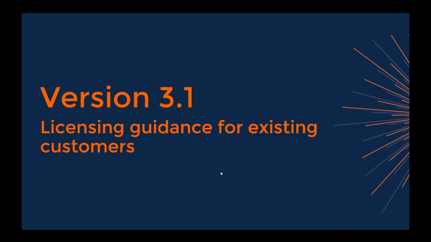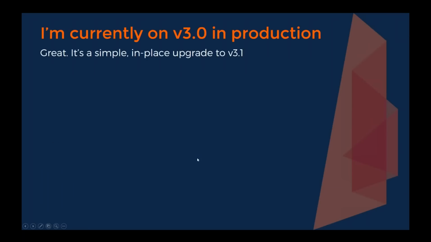I just wanted to walk you through a bit of licensing and upgrade guidance. So firstly, if you're currently on version 3.0 in production, great. That's the most simple scenario, and it's a nice, simple, in-place upgrade to version 3.1 with no licensing complications.